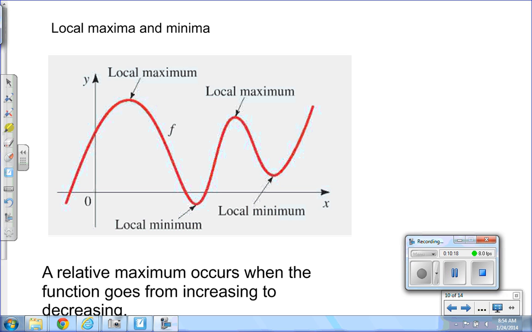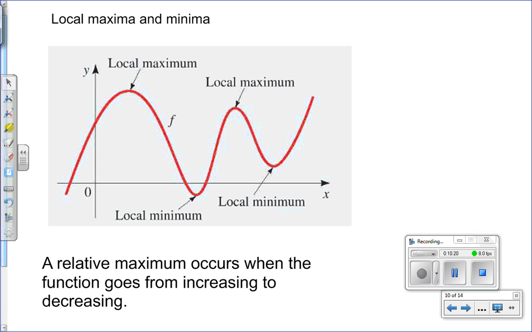All right, also in this section, we need to talk about local maxima and minima. With any function, you're going to have peaks and valleys. We think about these peaks as being maximum values, and these valleys as being minimum values. In this particular example, there are 2 maximum values located at these 2 points, and there are 2 minimum values located at these 2 points.